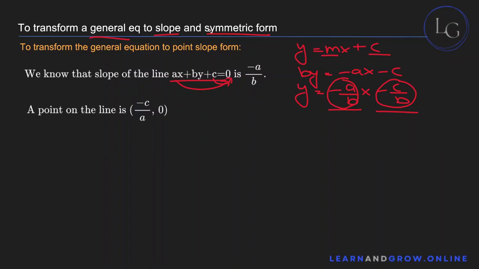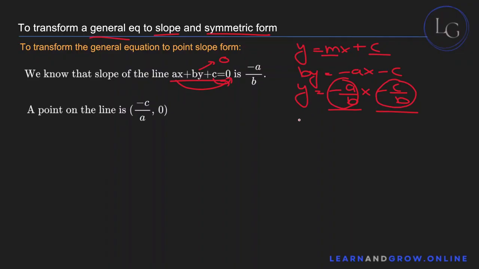Now to calculate the symmetric form, you need to find another point on the line apart from the gradient, apart from the y-intercept. So the easiest one is to just find the x-intercept. The way to find the x-intercept is to put y equal to 0, because at the x-intercept, the y value is 0. At the y-intercept, the x value is 0.